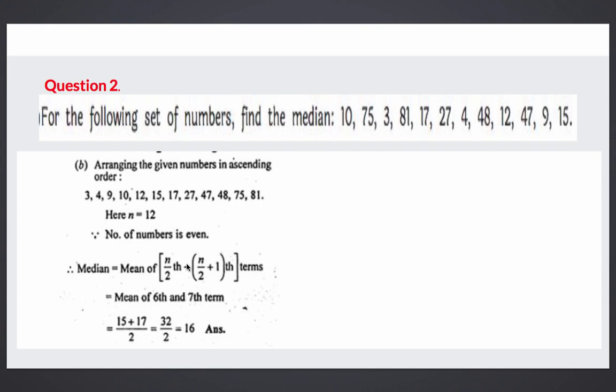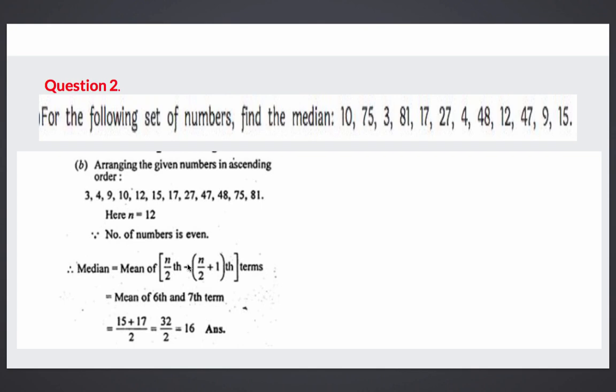See the 6th observation: 3, 4, 9, 10, 12, 15. So the 6th observation is 15. Next to it, 17. So 15 plus 17 upon 2. What do you get? 32 upon 2. The answer comes 16. Now can you see the value 16 in the data? No, we cannot see it. As I told you, in even this will happen. But that is the median, that is the middle value. Clear, students? So this is how you have to do question number 2. I repeat, when the number of observations is even, the formula is median equals the mean of these two terms. Here I have written the word mean, so that's why upon 2 is not written.